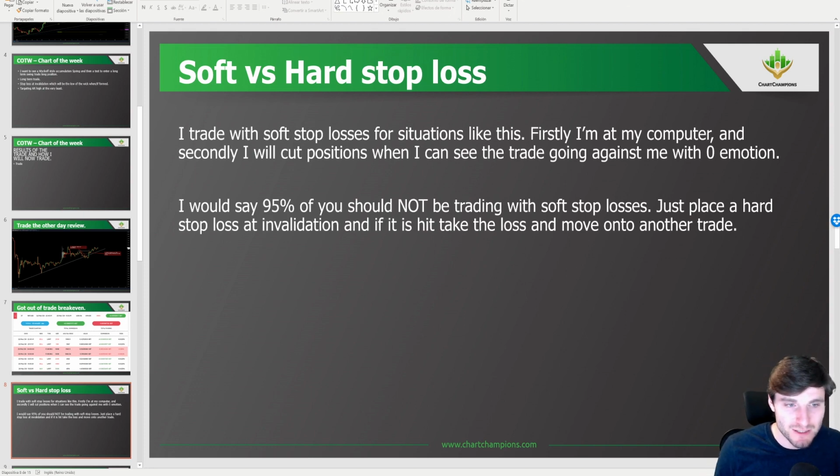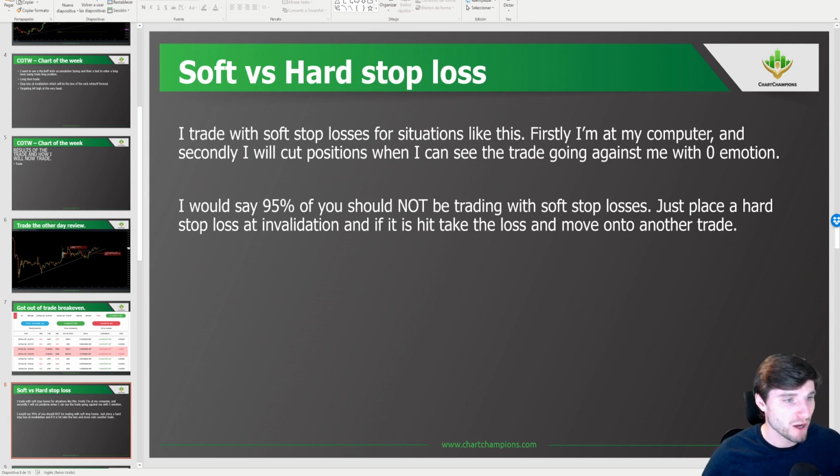Okay, firstly, I can use a soft stop loss because I'm at my computer all day. And secondly, I will cut positions when I see the traders going against me with zero emotion attached. I'll just close out and not worry, not thinking, oh, it can come back down. All these sort of things that people think about, I will not be like that.